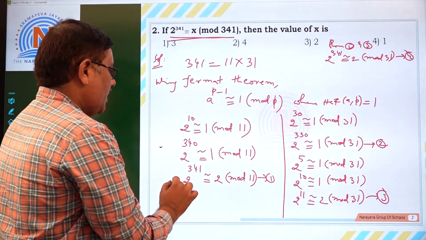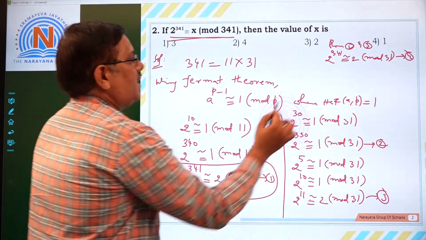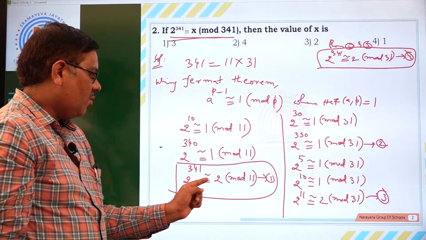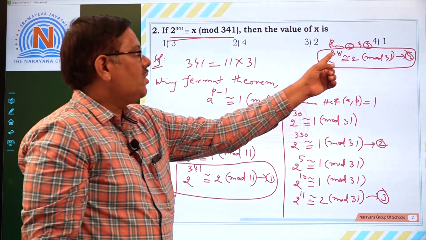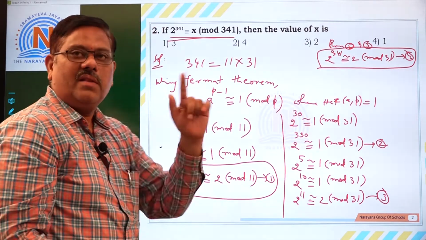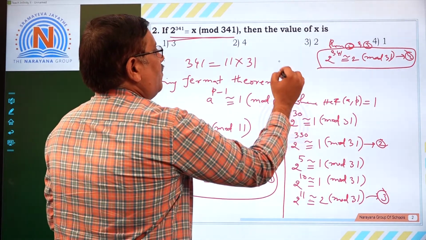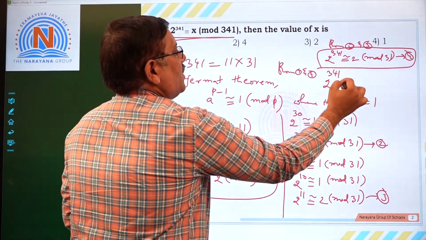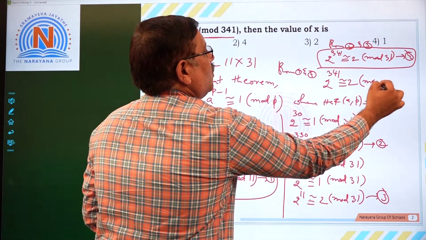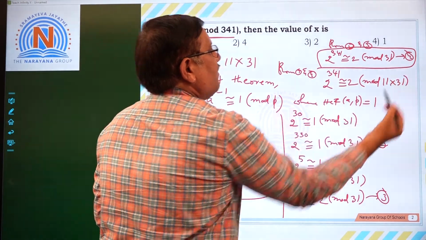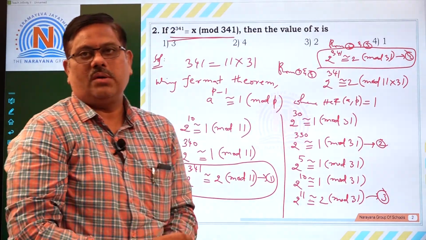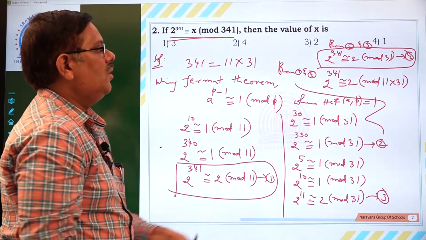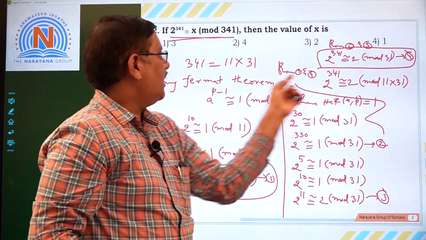Now let us observe condition number 1 and condition number 4. If you observe both the conditions, 2 to the power of 341 is congruent to 2 modulo 11, and 2 to the power of 341 is congruent to 2 modulo 31. Therefore, from 1 and 4, we can conclude that 2 to the power of 341 is congruent to 2 modulo 11 times 31. Because 11 and 31 are primes, this property holds good. So, 11 times 31 is 341.